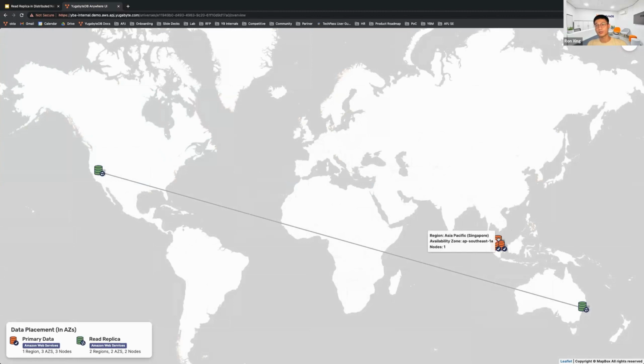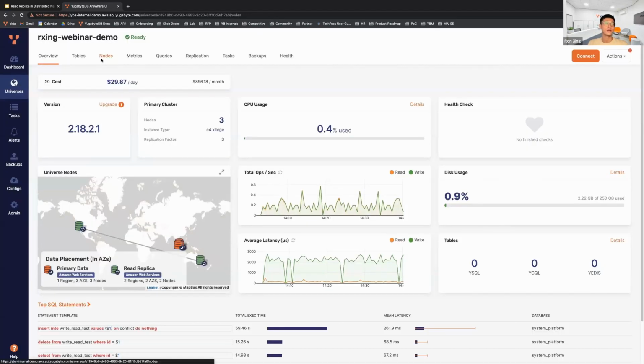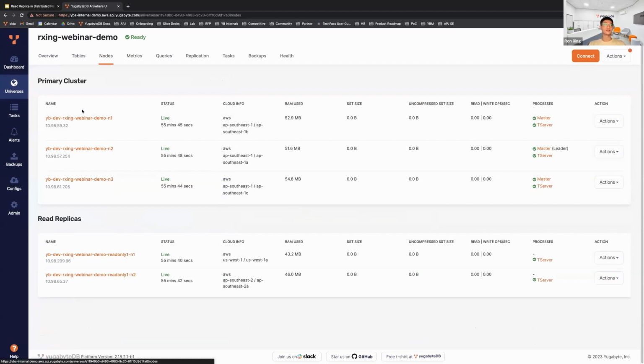So I have the three node primary cluster in Singapore in different AZs: AWS Singapore AZ 1A, 1B and 1C. And I also have a replica in AWS Sydney, and another replica node in AWS US West in California, right? You can also see the node status over here. These are the three nodes in the primary cluster and two replica nodes.